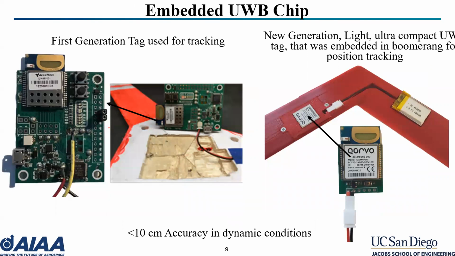To measure the position of the boomerangs in time, we took advantage of ultra-wideband technology, which can provide a position accuracy of less than 10 centimeters under dynamic conditions. Since our previous work, we have greatly decreased the size of the UWB tag by embedding it into a custom printed circuit board. As you can see, the second generation UWB tag embedded in the small arms of the elbow boomerang on the right is much smaller than the first generation UWB tag embedded into the center of the large tri-blader on the left.